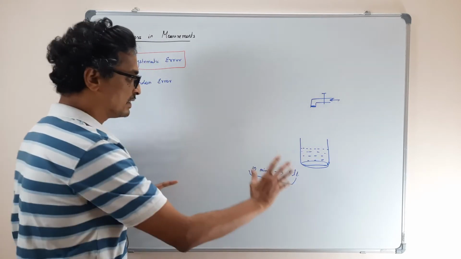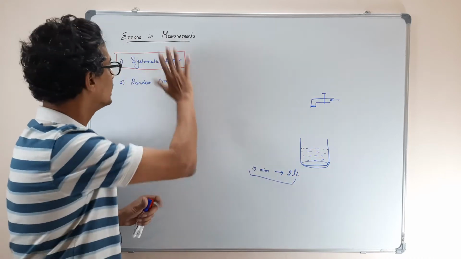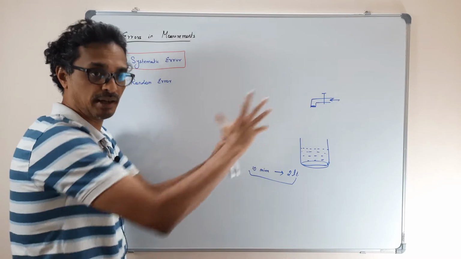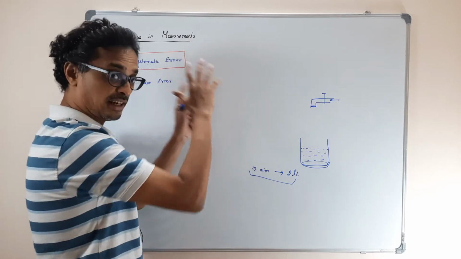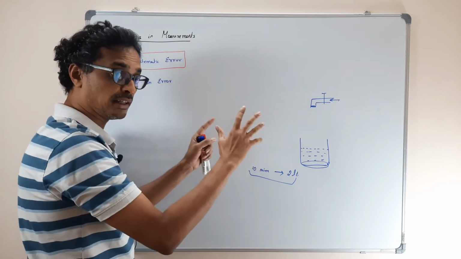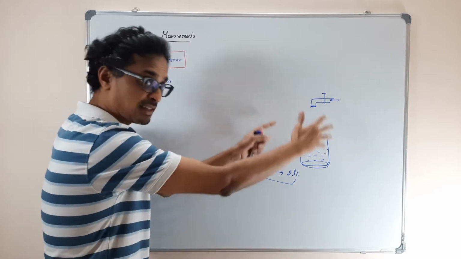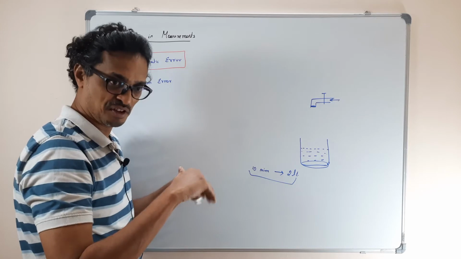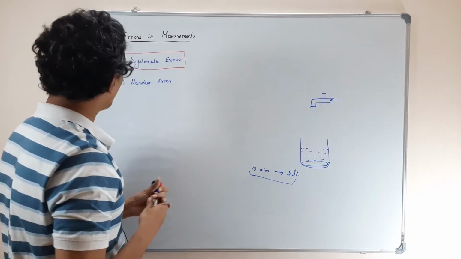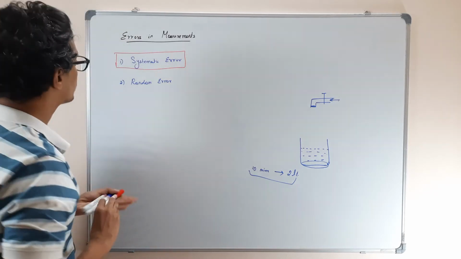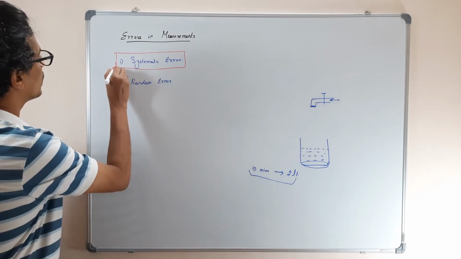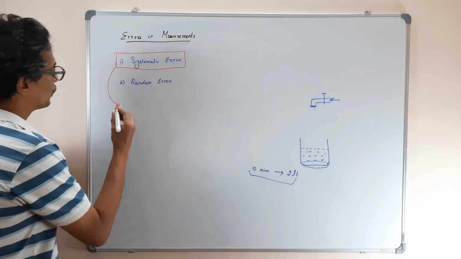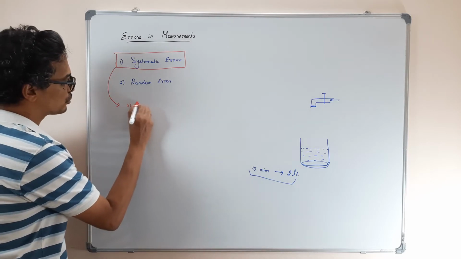Okay, so this error you call a systematic error, because it depends upon the experiment and the experimenter. This is error created by the experimental setup as well as the experimenter himself. So what are the typical components of this error? The first component is the instrument error.